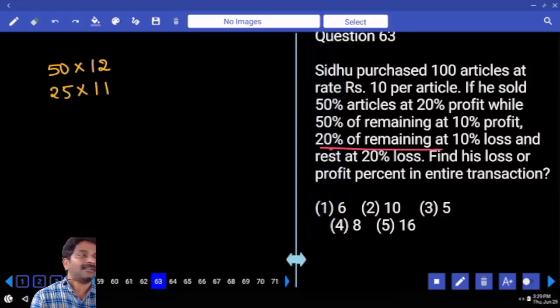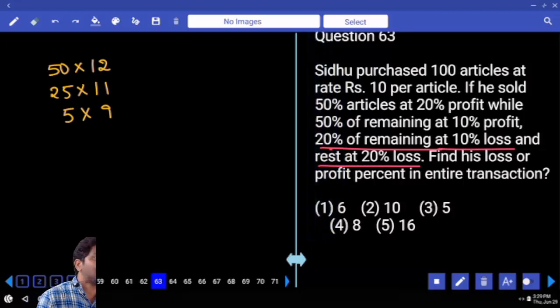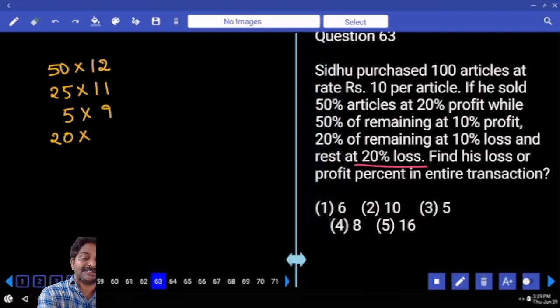20% of remaining. How many articles are left? 25. What is 20% of that? 5 articles. At 10% loss. 10% loss in the sense 9 rupees. And the rest. Rest in the sense how many are left? How many articles? 20. At 20% loss. 20% loss in the sense 8. Find his loss or profit percentage. All these are selling prices only.